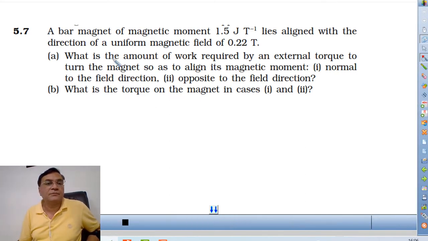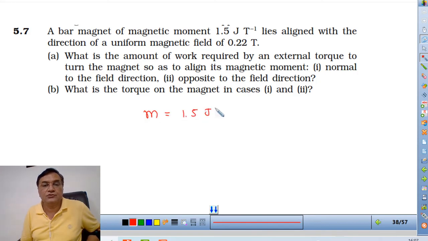So you have here one bar magnet. Magnetic moment is this much. So magnetic moment is equal to 1.5 joule per Tesla. It lies aligned with the direction of uniform magnetic field, this one. So B is equal to 0.22 Tesla. So theta is equal to 0. That is theta 1 is equal to 0.